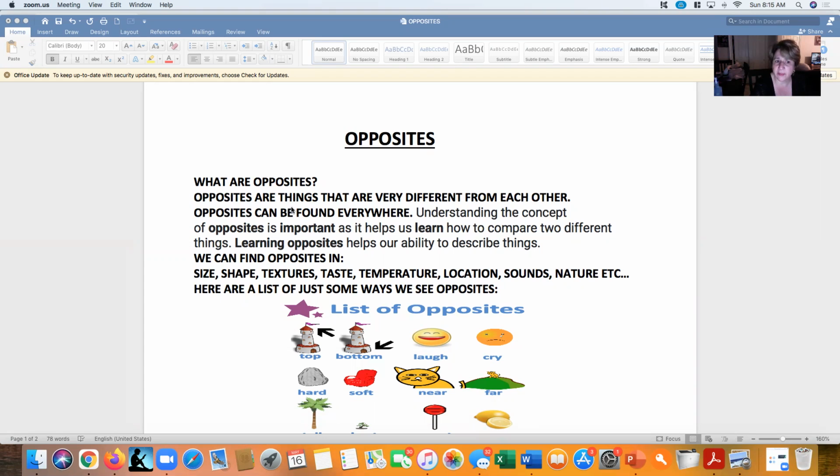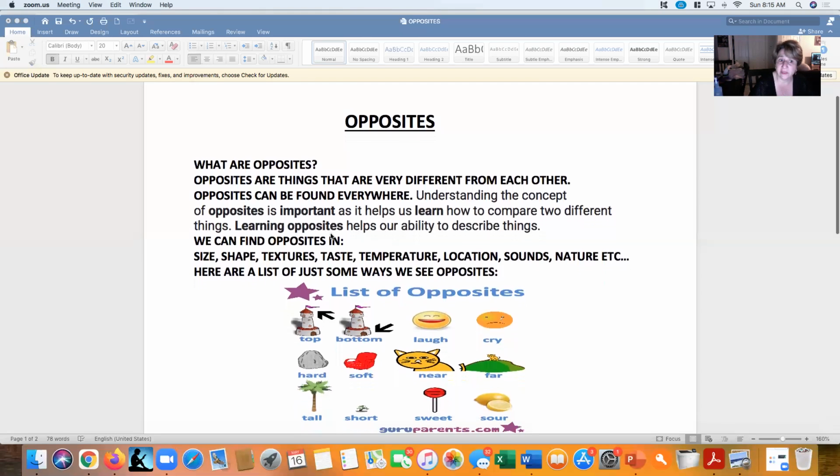Understanding the concept of opposites is important because it helps us learn to compare two different things. Learning opposites helps our ability to describe things. We can find opposites in the size of things, shape of things, textures, remember that means how something feels, taste, temperature, location, where something may be, sounds, nature, etc.